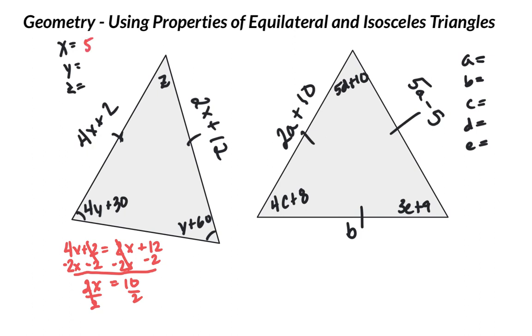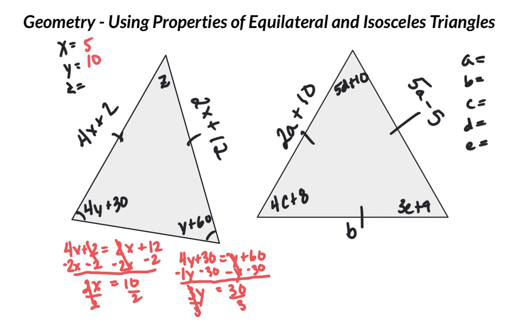All right, now let's tackle the angles. We've got those two angles that are equal to each other because they're across from those equal sides. So let's say 4y plus 30 is equal to y plus 60. Let's subtract the 1y, I'm going to put a 1y there just to help. So it's 0 over here, minus 30. We end up with 3y equals 30. Divide both sides by 3. So y is 10.